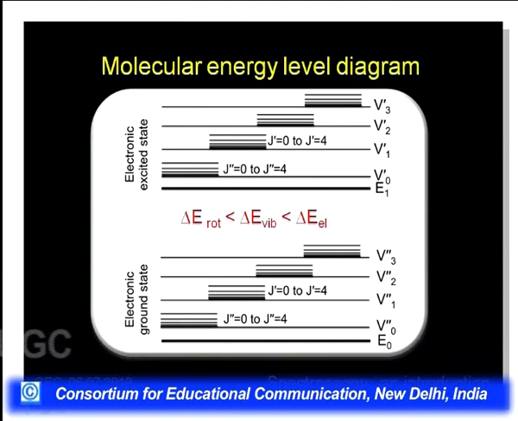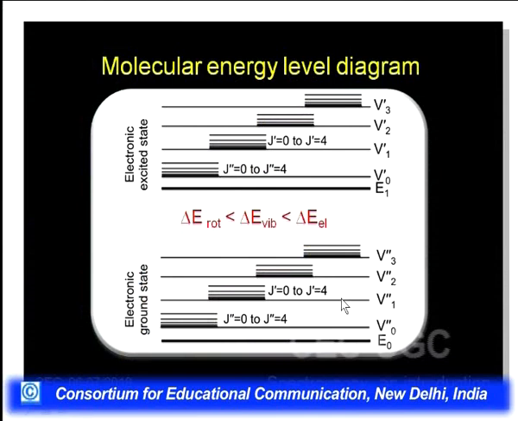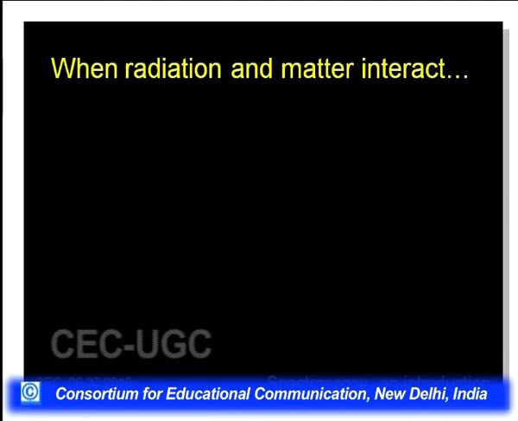When radiation comes and interacts with matter, what happens? There could be transitions between these levels. Transitions between rotational levels will give microwave spectroscopy, between vibration energy levels will give IR spectroscopy, and between electronic energy levels will give the ultraviolet or visible spectrum. Now, when the radiation and matter interact, what can happen?